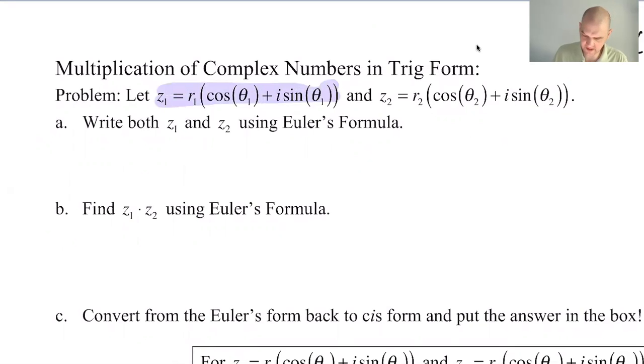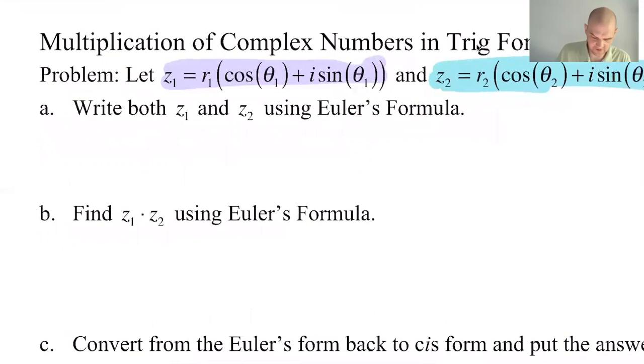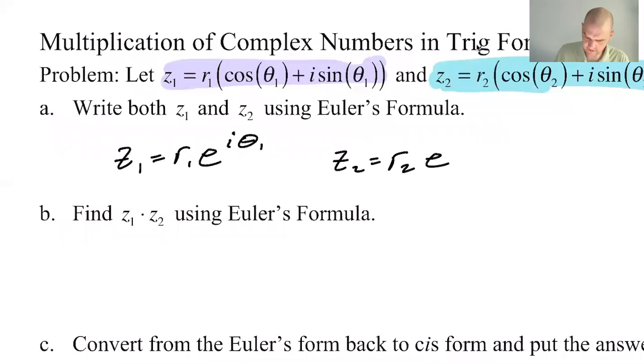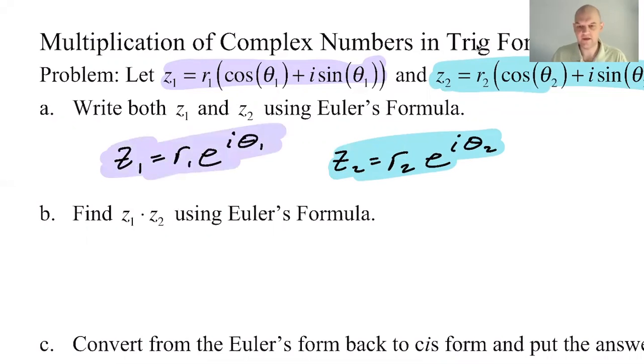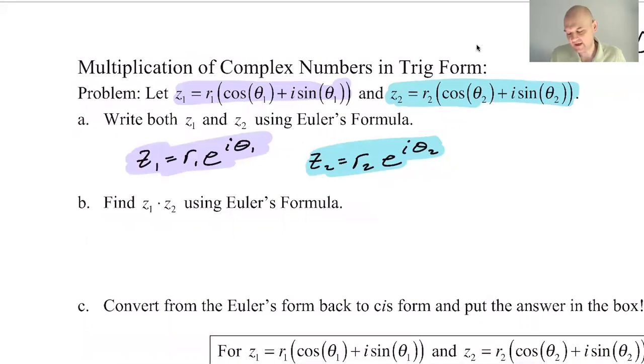I'm going to take our two complex numbers, which are kind of in cis form right now, but it's expanded out, and I'm going to rewrite them using Euler's formula. So I'm going to say that z1 is r1 e to the i theta 1, and then z2 is going to be r2 e to the i theta 2. It's not hard to keep track, but I'm going to highlight them anyway, because I feel like that's what a good student might do. All right, so we've rewritten them, and now we're just going to multiply them.